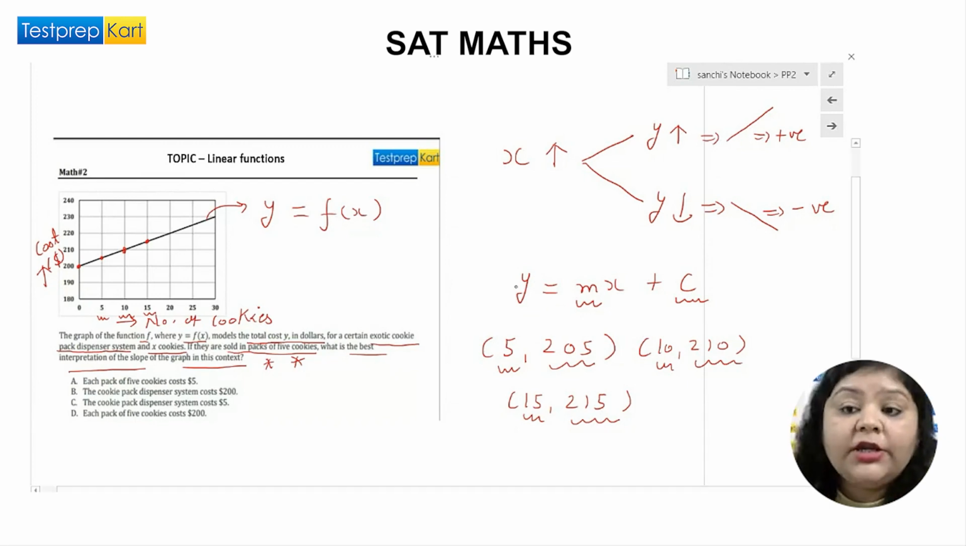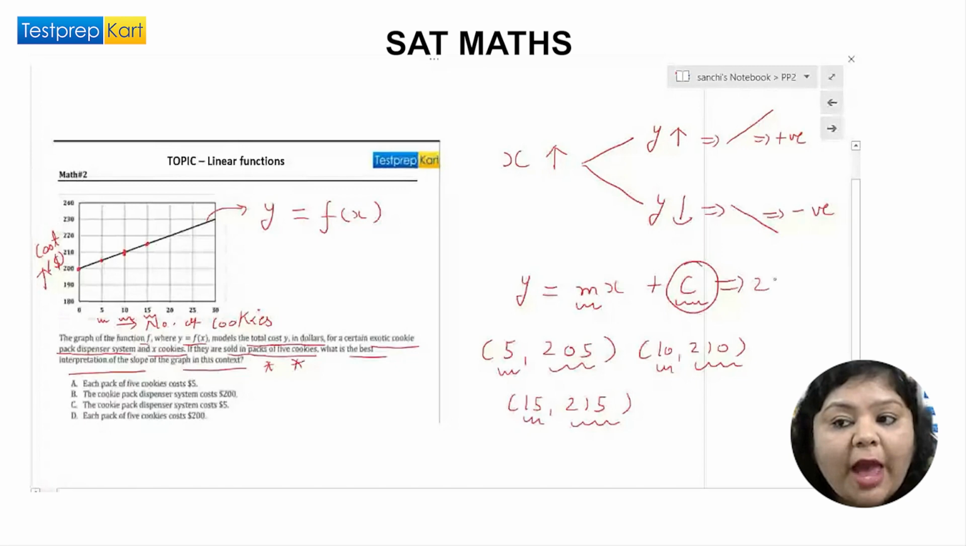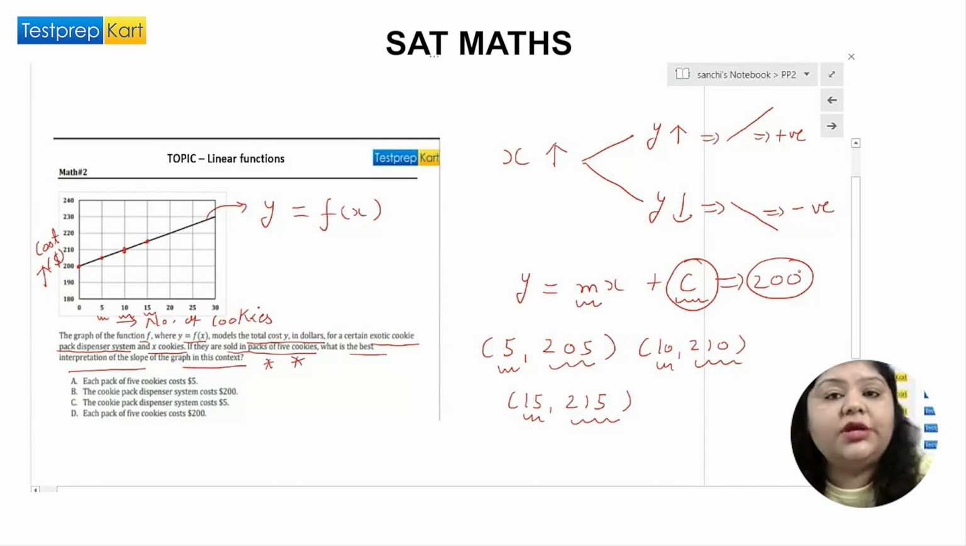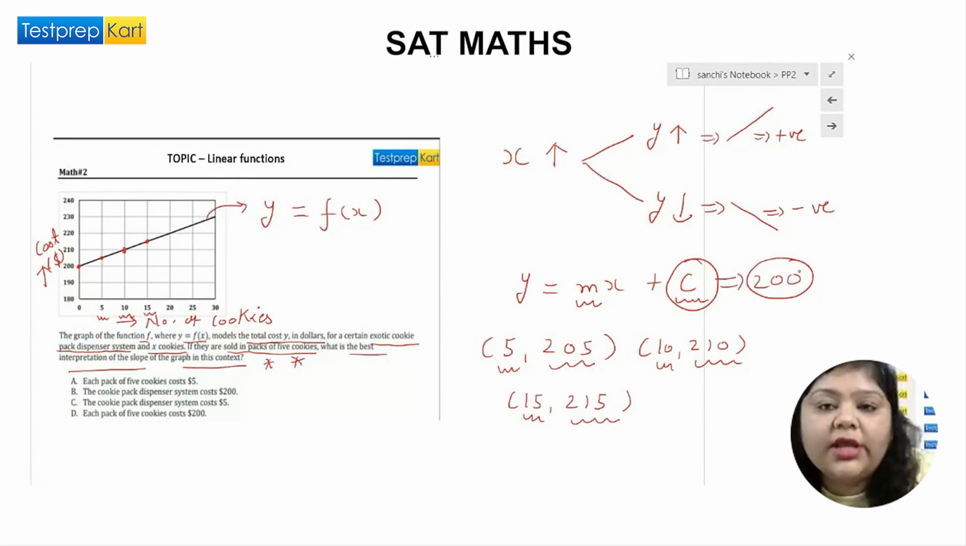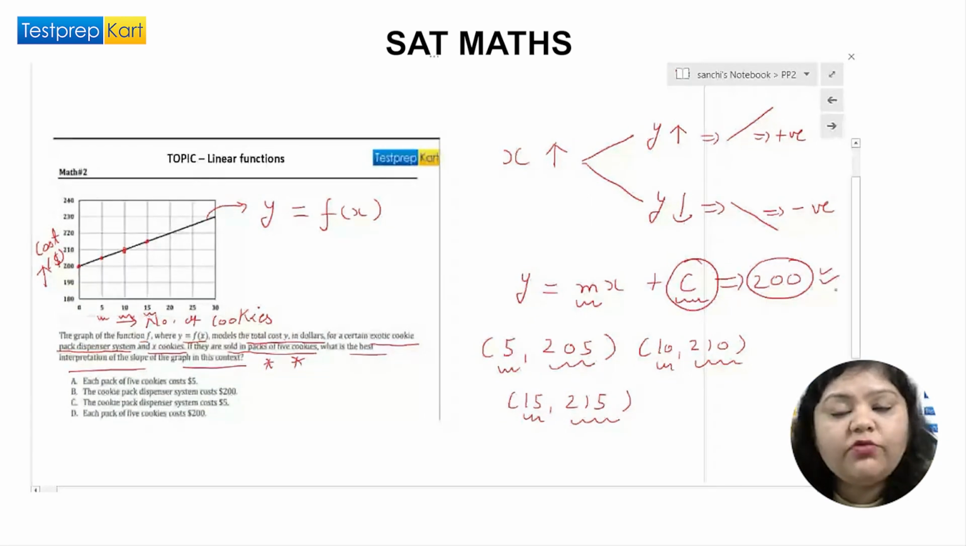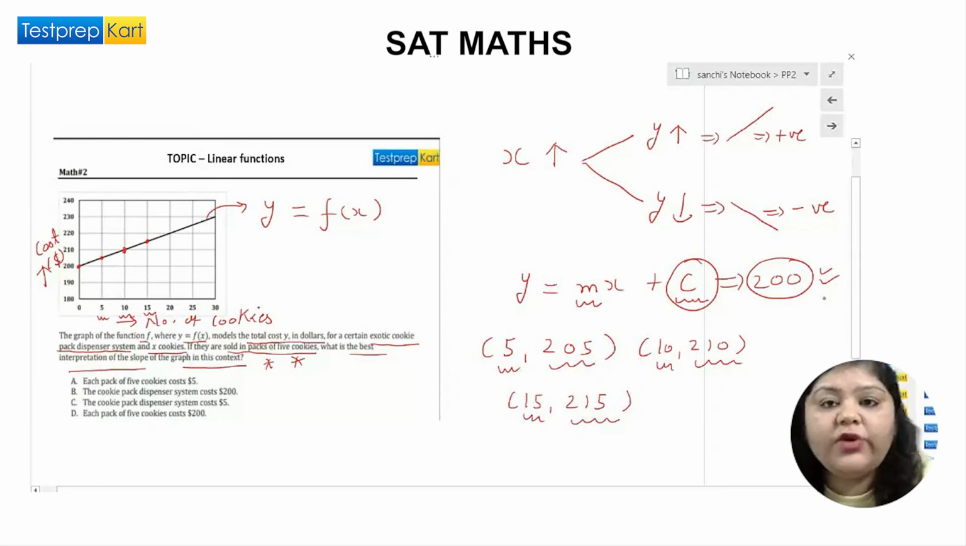Because 200 is the minimum one. Even if I am not packing any cookie, to maintain that dispenser system, $200 was required. So we can say it is already included in the cost of having that dispenser system. Of course, it is included, but it is not the cost of 5 cookies. Are you getting this? 200 is the minimum one, which will be there by default.